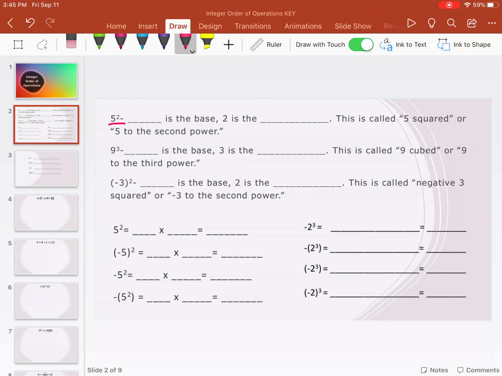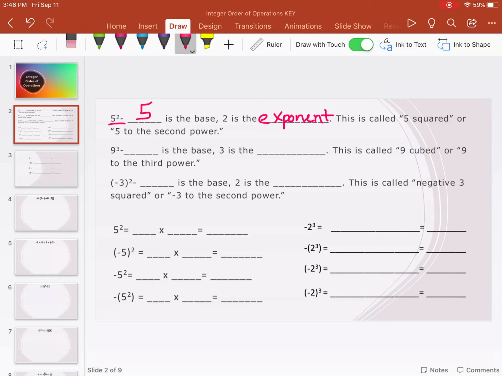So here for this problem, the 5 is the big number, so the 5 is the base, and the 2 is the exponent. There's a few ways we can read this. We can either say 5 squared or 5 to the second power. So you can always say 5 to the whatever power. But remember with the little 2, there's a special way we can say it, and that's with the word squared.